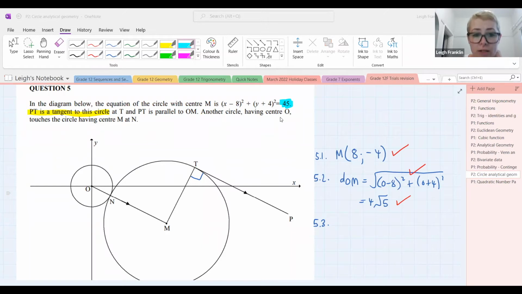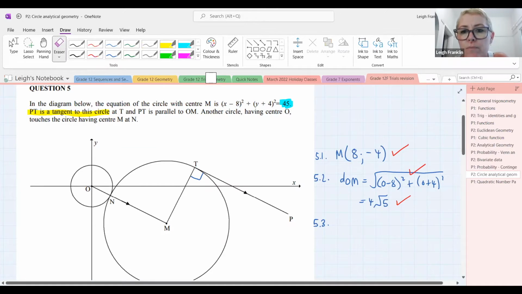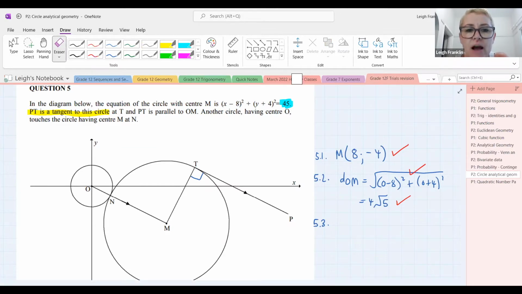Yes, quite right, Snegugu. OM is parallel to PT, but that's not going to help us. Just because lines are parallel doesn't mean that their length is going to be the same. So in other words, I can draw a line that's this long, and I can draw a line that's longer. They're still parallel, they'll never touch, but they're not equal in length. So don't feel bad.